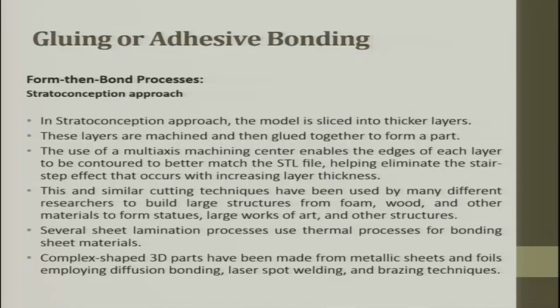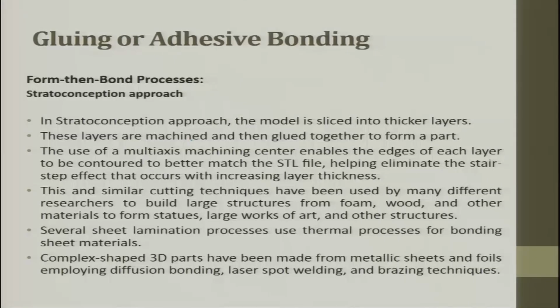Stratoconception approach. In the stratoconception approach, the model is sliced into thicker layers. These layers are machined and then glued together to form a part. For example, you take a bread loaf, take an individual bread slice, cut whatever information you want in each slice, then stack it together. The layers are machined and then glued together to form a part.